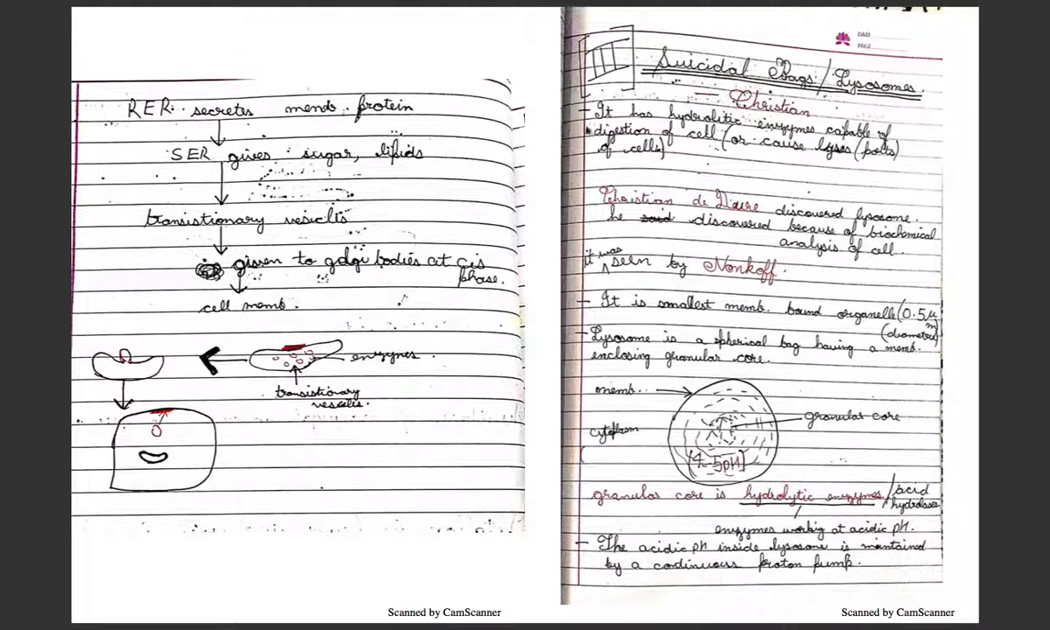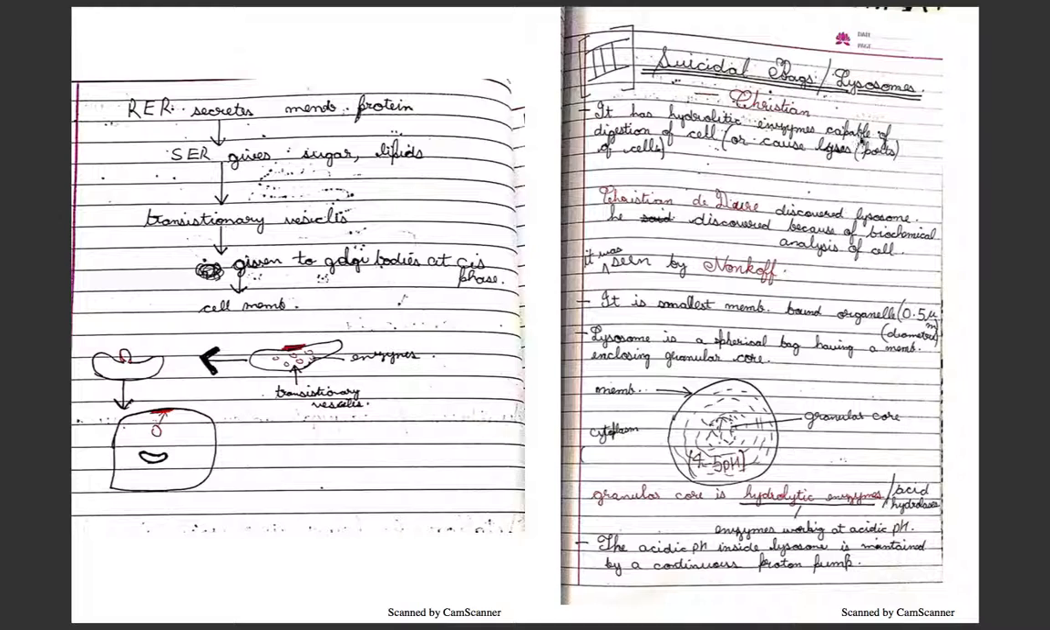Now, third, suicidal bags or lysosomes. They contain hydrolytic enzymes capable of digestion of the cell or causing lysis, that is, they break down parts of the cell and destroy the cell. Christian de Duve discovered the lysosome. The D in de is silent.